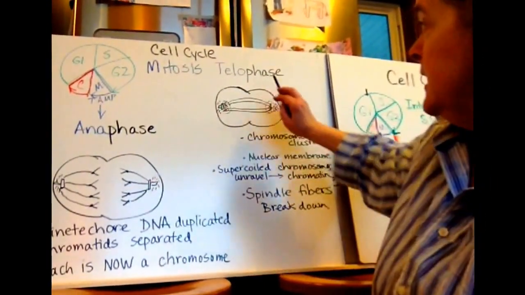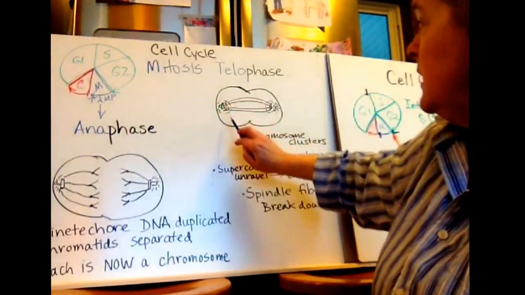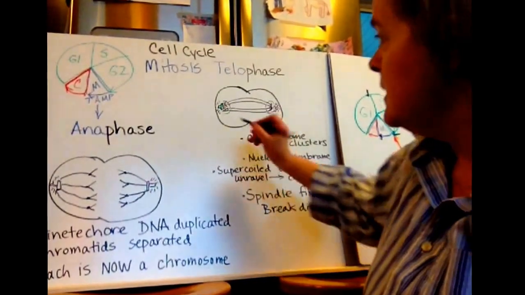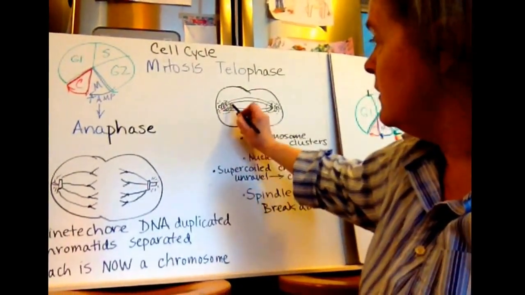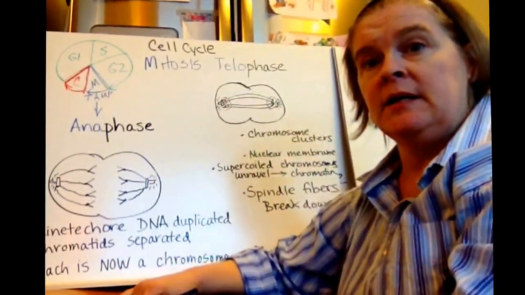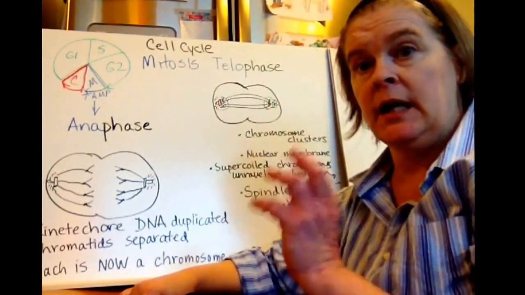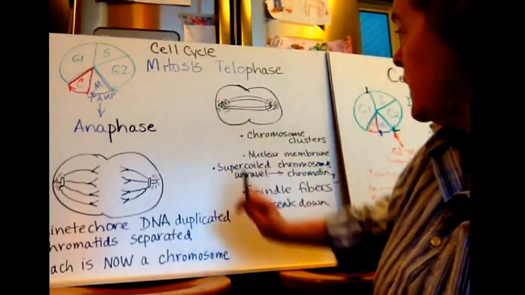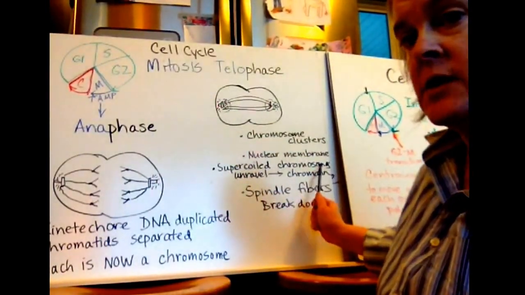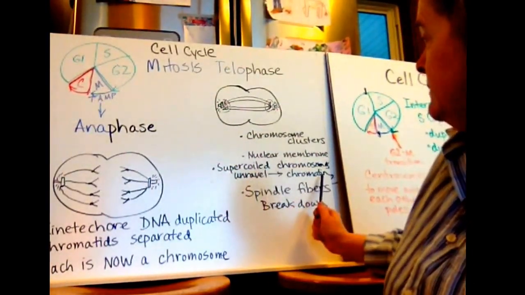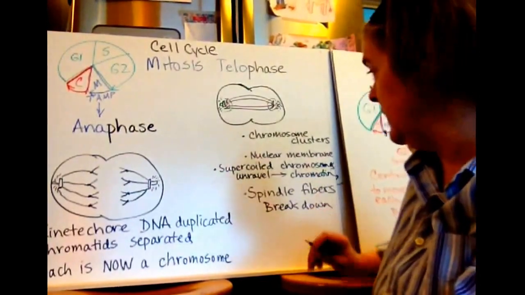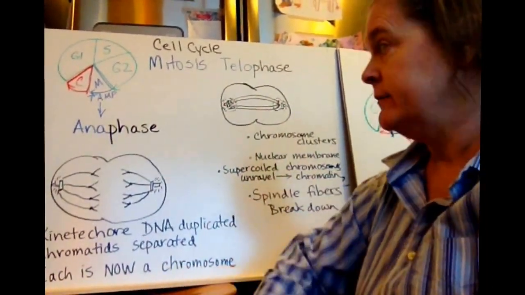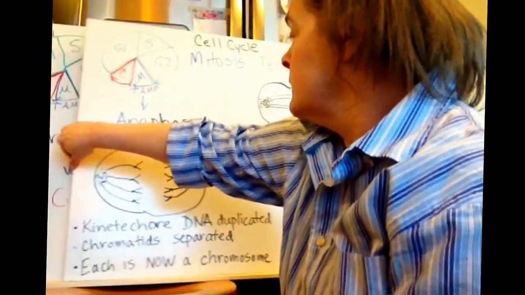Pro-met-anatel, telophase. The chromosome clusters are surrounding the centrosomes, and you see here the nuclear membrane is beginning to form around each cluster of chromosomes. The supercoiled chromosomes unravel and become chromatin once again, and the spindle fibers are beginning to break down.